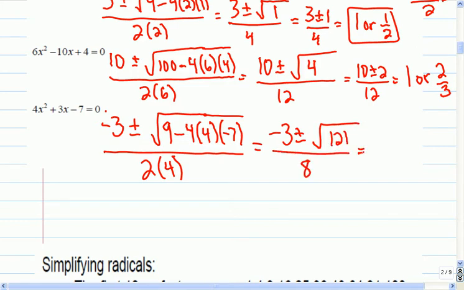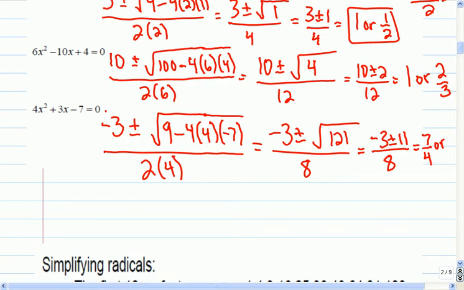So this is negative 3 plus or minus 11 over 8. So the first one is going to be 14 out of 8. I can take out a 2. So that'll be 7 out of 4. And then the other one will be minus 14 over 8.